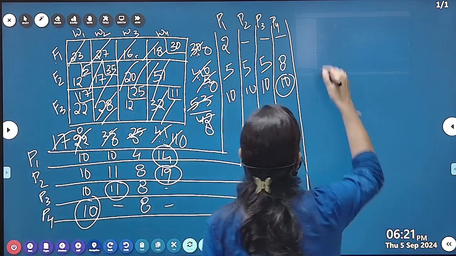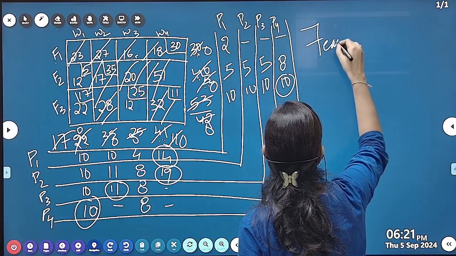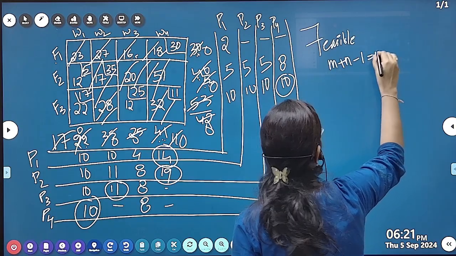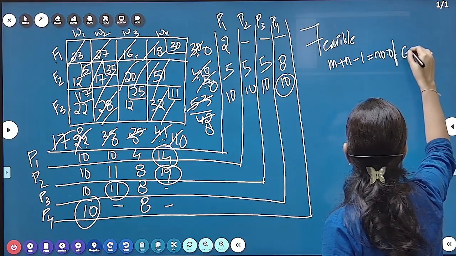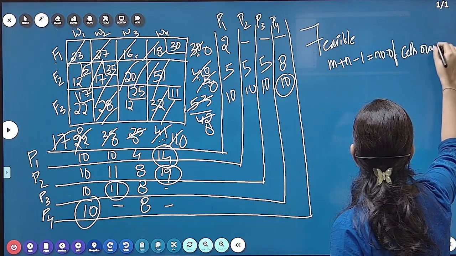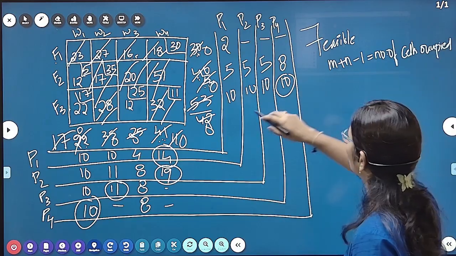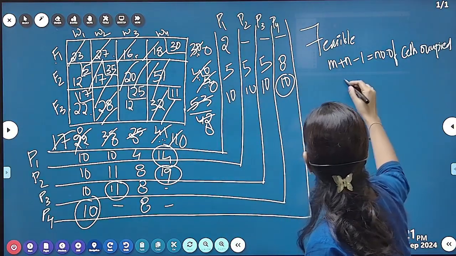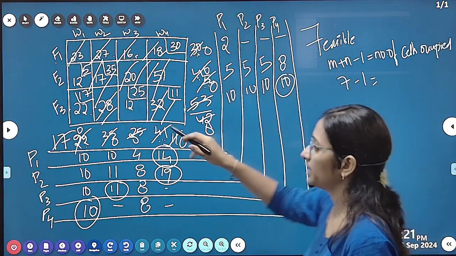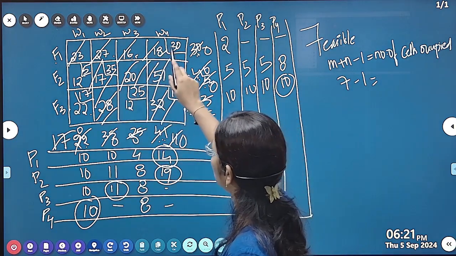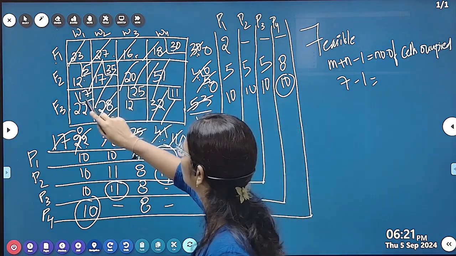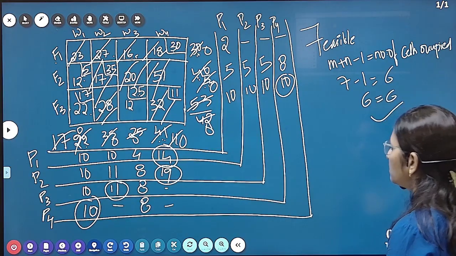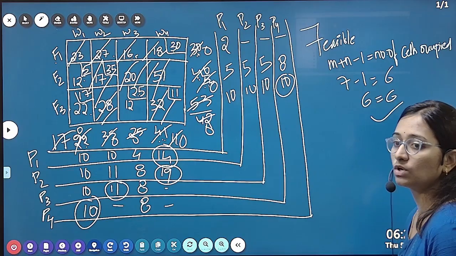So whether it is a feasible solution or not. So m plus n minus 1 is equal to the number of cells occupied. M plus n, rows and columns how much? M is 1, 2, 3, 4 and n is 5, 6, 7, right? So 7 minus 1 is equal to how many number of cells occupied? Number of cells occupied matlab ye wala. 1, 2, 3, 4, 5, 6. So here 7 minus 1, 6. So 6 is equal to 6. So it's a feasible solution. So tell me the total cost.